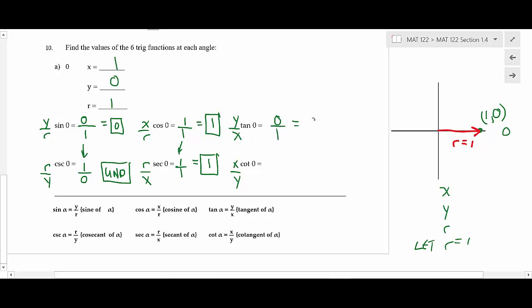And 0 divided by any non-zero number is 0, so the tangent of 0 radians is 0. Okay, the cotangent is going to be the reciprocal, so it's undefined. So we've got all 6 answers to our problem.